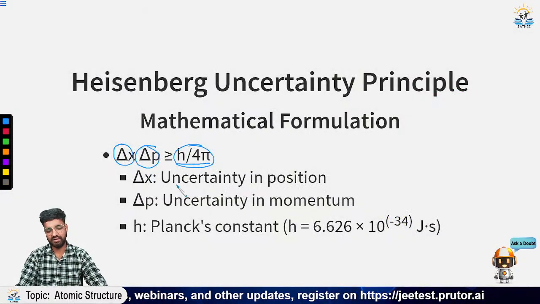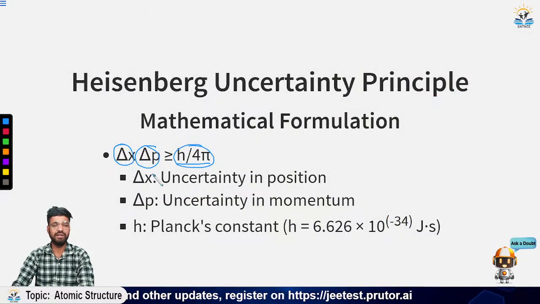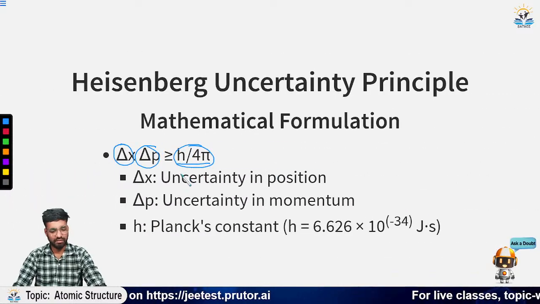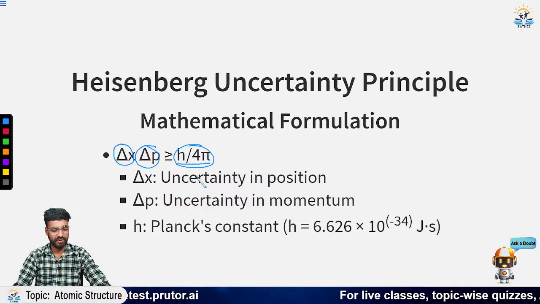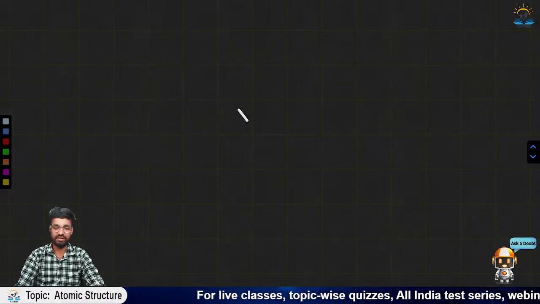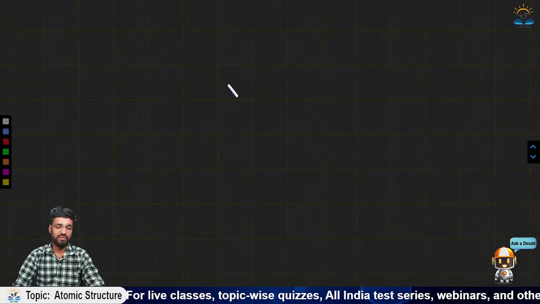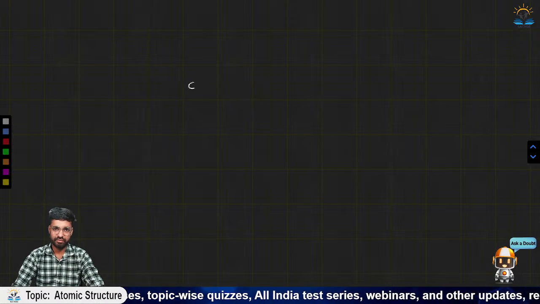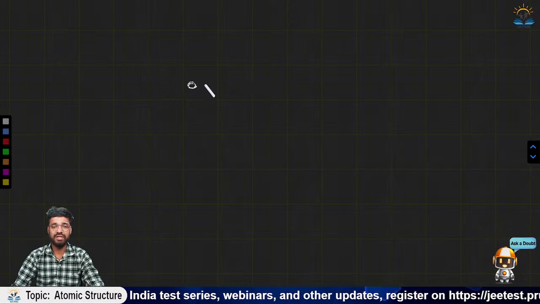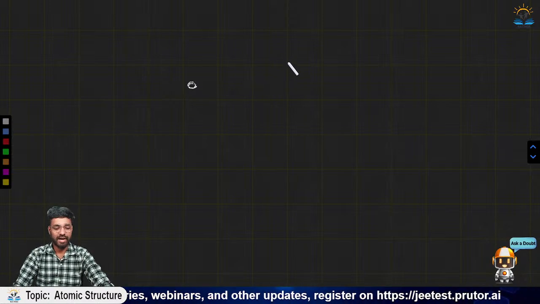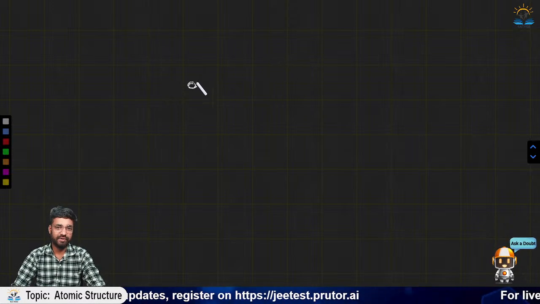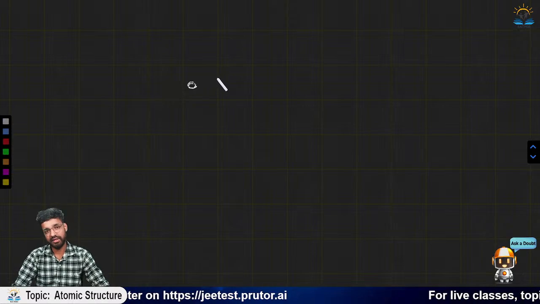So what is the reason? Why is this uncertainty principle there? There must be some reason behind it, so let me illustrate it with an example. Suppose we have a small electron here. If you want to see this electron, then light must fall on it, meaning a photon must fall on it, and it should then reflect back, and we will see the electron.